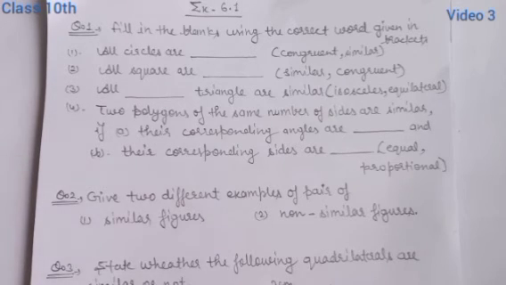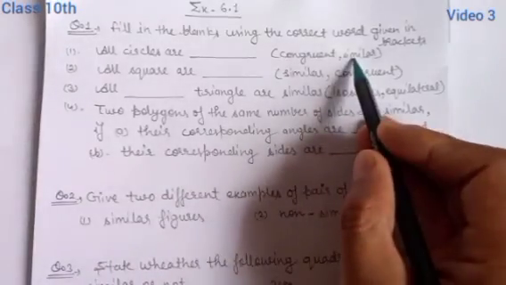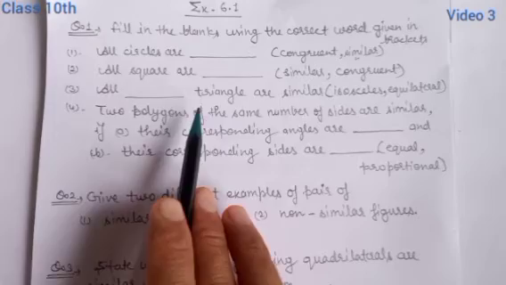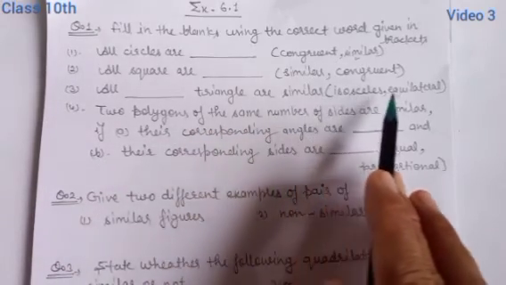So here similar will come. And then second: all squares are similar or congruent. Students, same again. Yes, all squares are similar. Their corresponding angles are equal, and their corresponding sides are in ratio, meaning proportional. And then third: all isosceles triangles are similar, isosceles and equilateral.